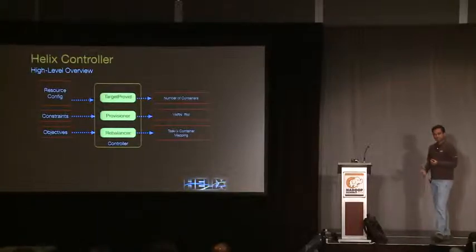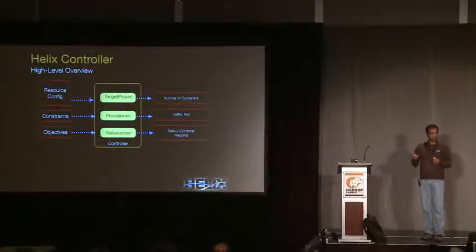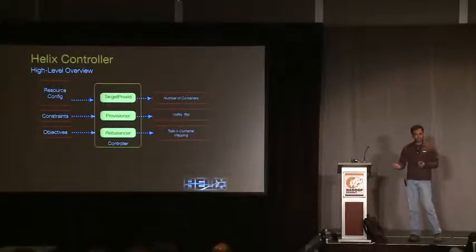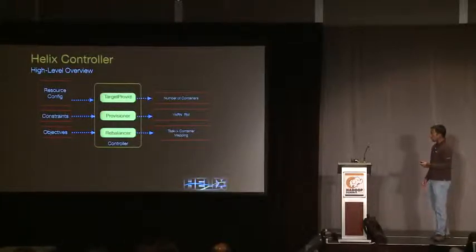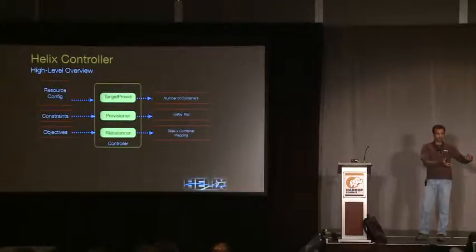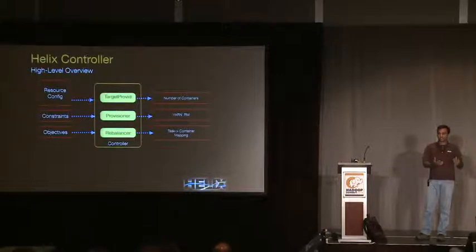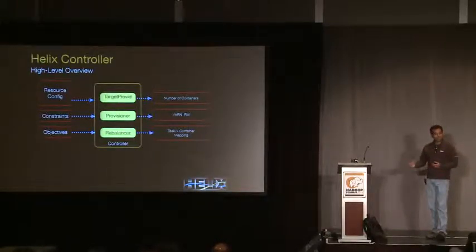The provisioner's role is to take the number of containers that the target provider asked for and contact the YARN resource manager to actually allocate those containers and even start them up. And the rebalancer is the component that looks at all the pieces of your resource: how many partitions I have, how many replicas I have, what constraints need to be solved, and then it does the actual assignment to the containers.